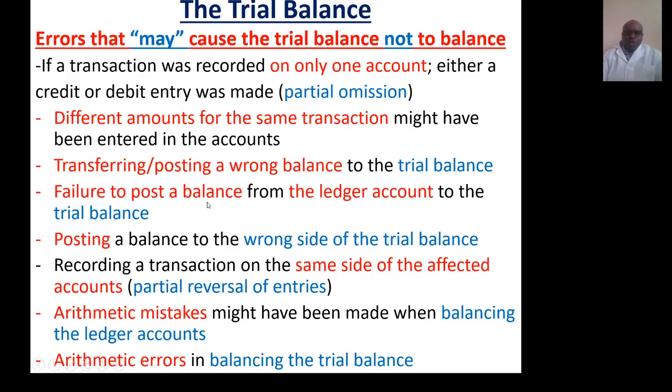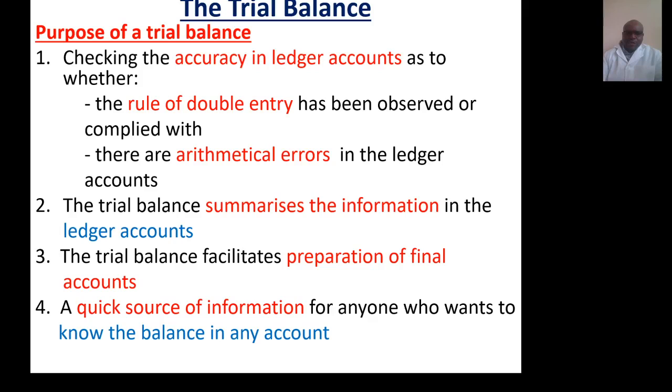4, failure to post a balance from the ledger account to the trial balance. 5, posting a balance to the wrong side of the trial balance. 6, recording a transaction on the same side of the affected accounts or partial reversal of entries. 7, arithmetic mistakes might have been made when balancing the ledger accounts. And 8, arithmetic errors in balancing the trial balance itself.